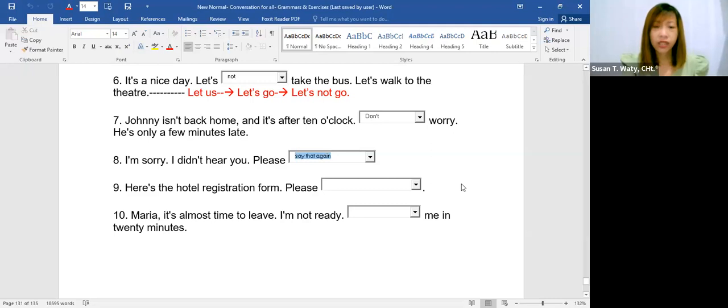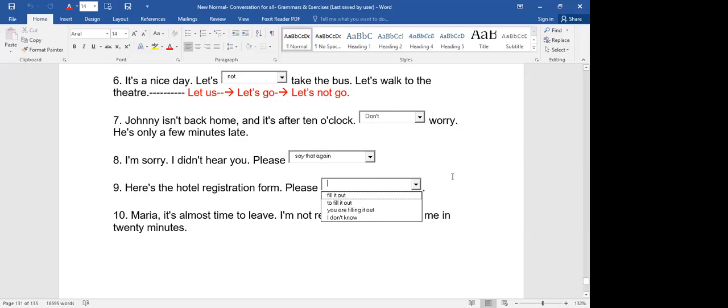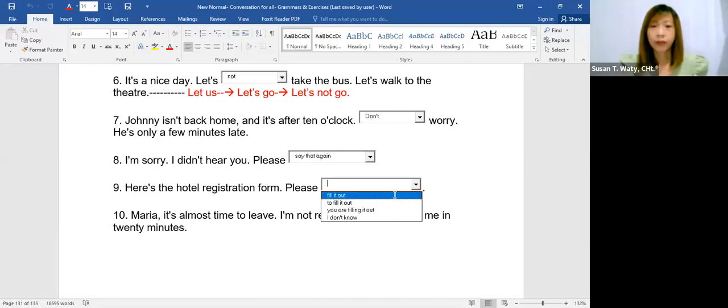Number 9. Here is the hotel registration form. Please fill it out. Miss Fu. Yes, Miss. Here is the hotel registration form. Please fill it out. Silakan diisi. Okay, perfect. Thank you, Miss Fu.